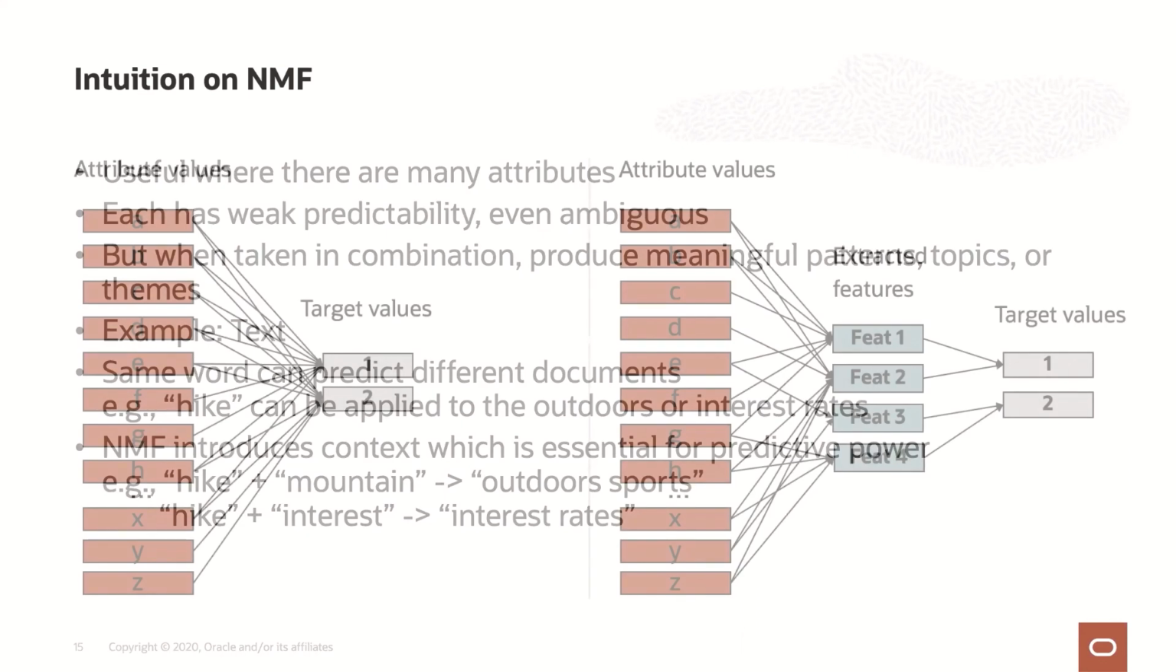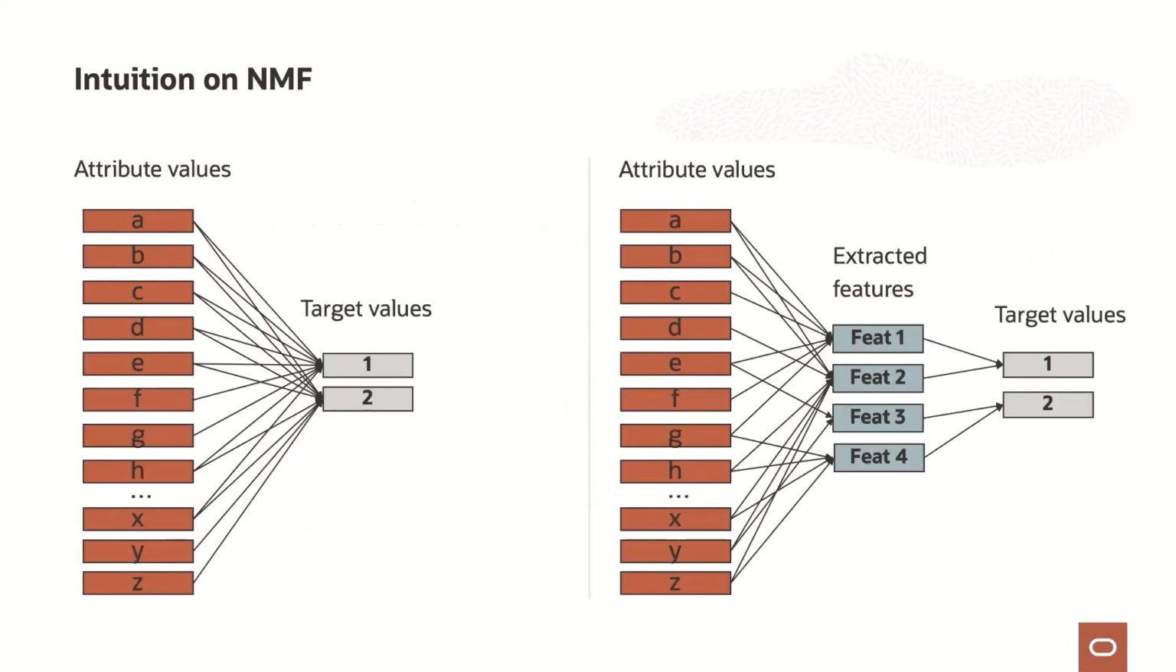So in general terms, what it does is, you have the attribute values on the left, and then you have your target values, but it adds these extracted features in the middle. And the features do not necessarily have all of the attributes coming in from the left. So you see that some of them are there and some of them are not, but they're not totally connected. And then you project those features into the target values.